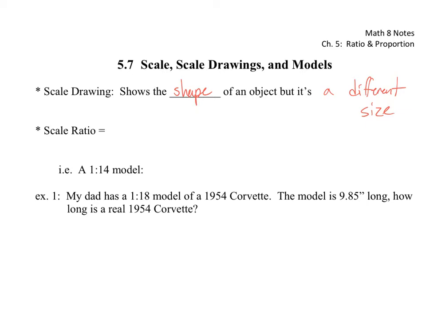So a scale ratio gives the ratio of its size to the actual size. So the first number is its size, the scale size, compared to the second number, which is the actual size in real life.